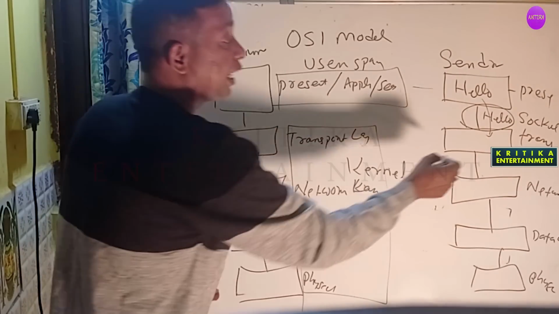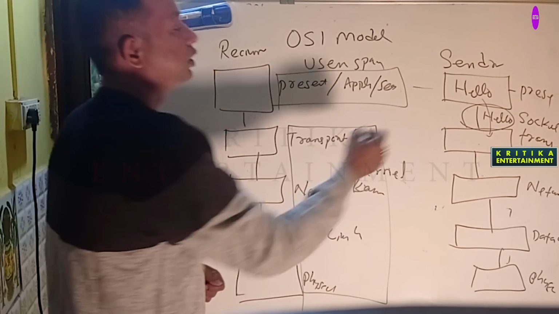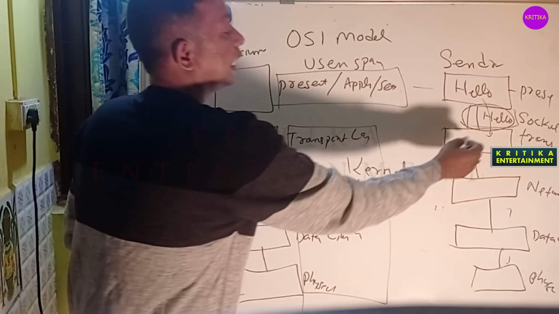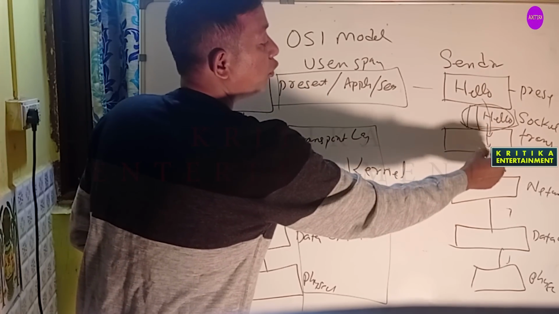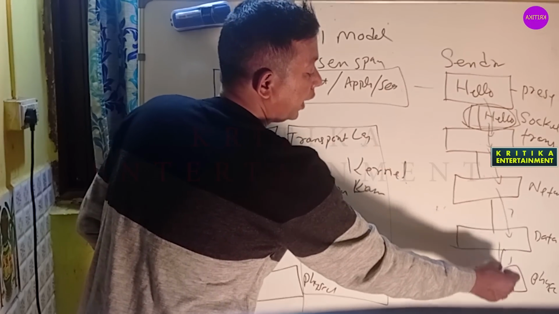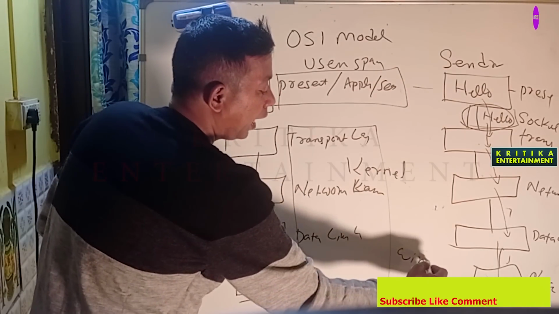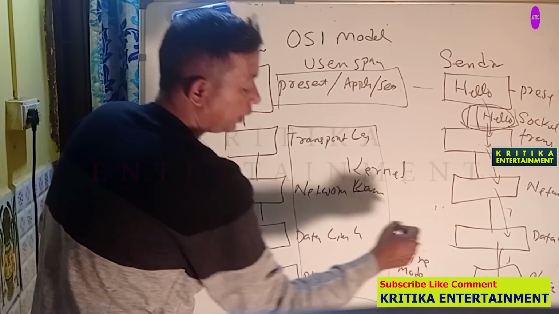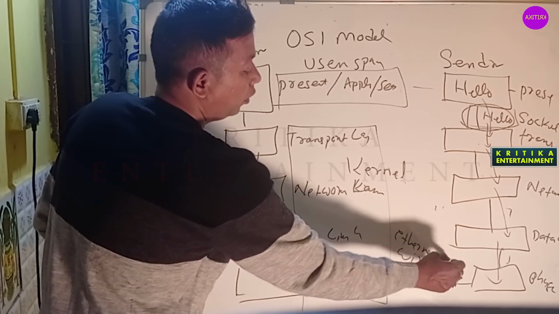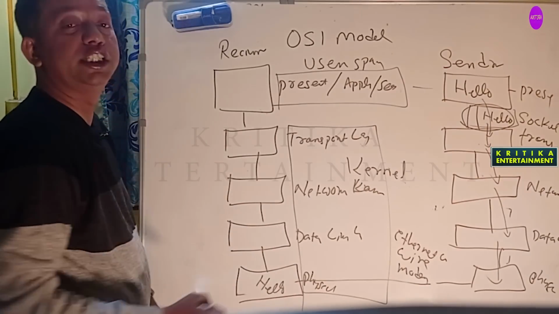Then the transport layer reads the data from the socket, so the socket is your temporary file. The transport layer reads the data and sends it to the network layer, then the network layer sends it to the data link layer, and the data link layer sends it to the physical layer. The physical layer is the wire, modem, or Ethernet card. So the data is sent, and hello comes to the receiver machine.